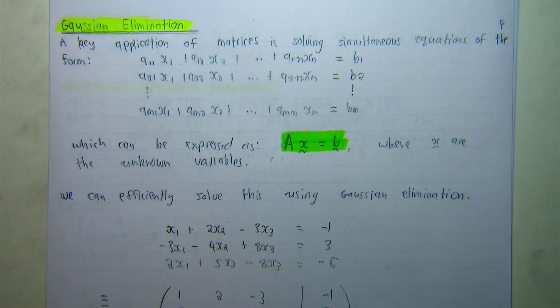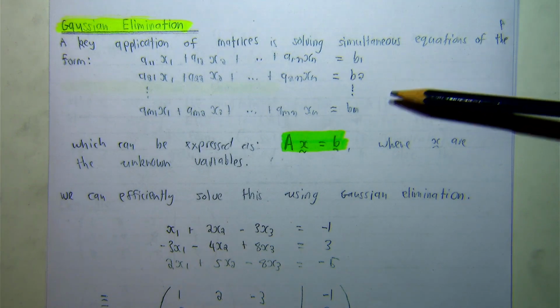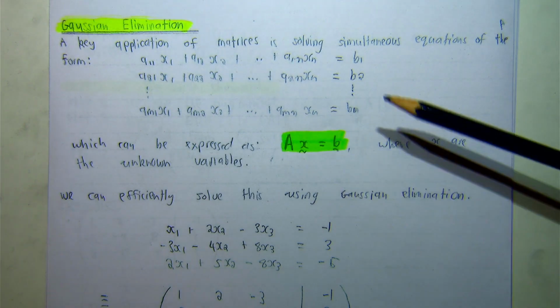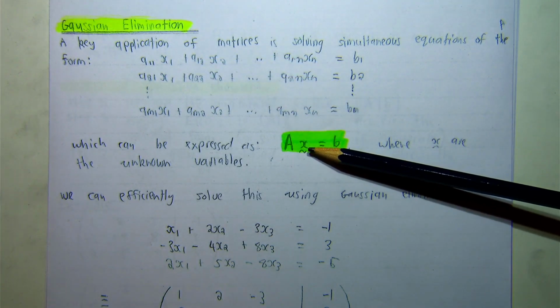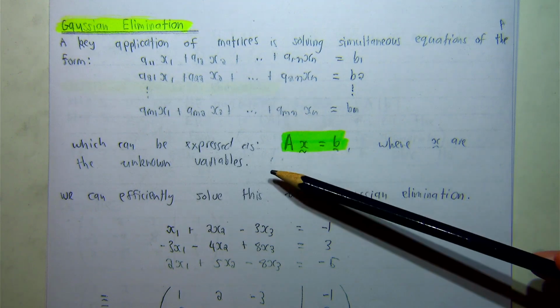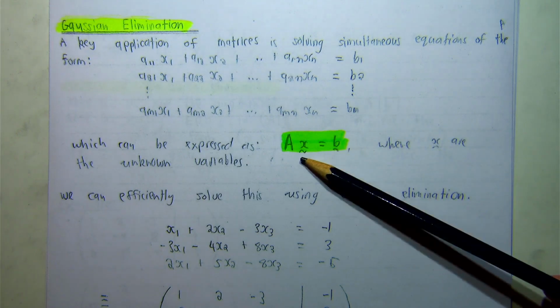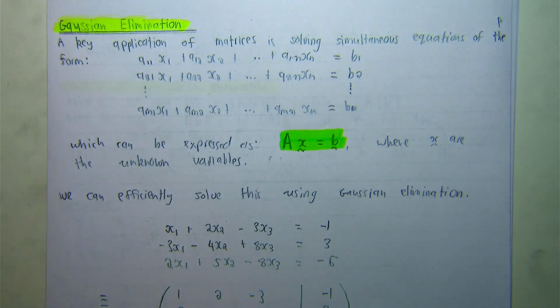Gaussian elimination is a key application of matrices that allows us to solve simultaneous equations. We can take a system of equations that look like this and convert it into something much simpler of the form of this. And A will be our matrix that categorizes all of the coefficients of this system. X is our vector of unknown variables that we're trying to solve for. And A times X gives us solution B, which we have here on the right hand side. We're trying to work out what X is such that A times X gives us B. And using this process of Gaussian elimination, we can quite efficiently solve this system of equations.